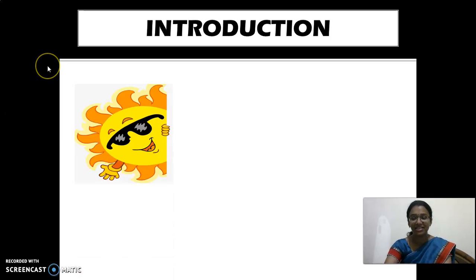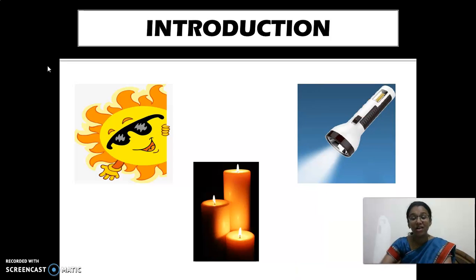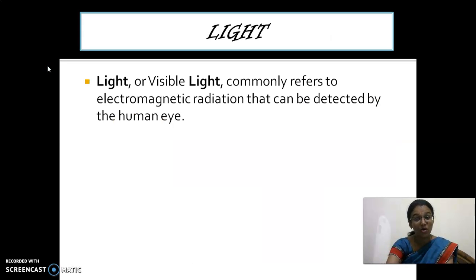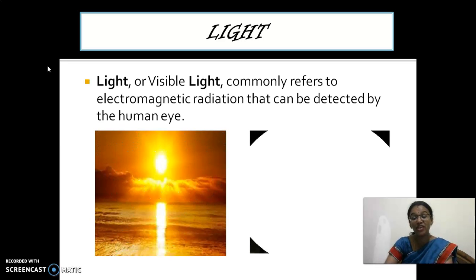So light. We have both artificial and natural sources of light, and then luminous and non-luminous. What is luminous? It emits its own light. Non-luminous does not emit its own light. And then what is meant by light? Light or visible light is commonly called electromagnetic radiation. This can be detected by our human eye. This is the definition of light, and we have different sources of light.